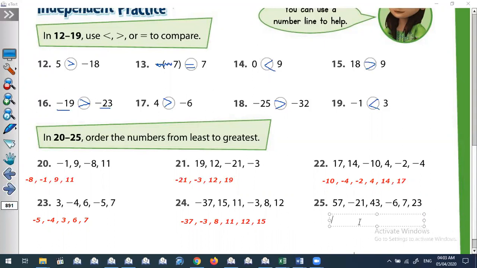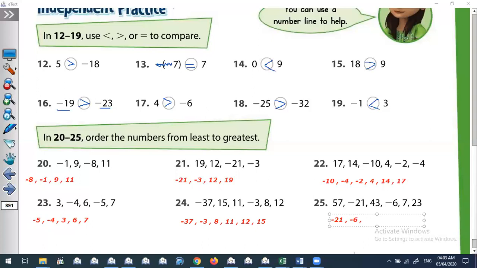from least to greatest. Least, you have to start with the negative number. We have negative 21 and negative 6. Which is the smallest one? The smallest one is negative 21. After that, negative 6.